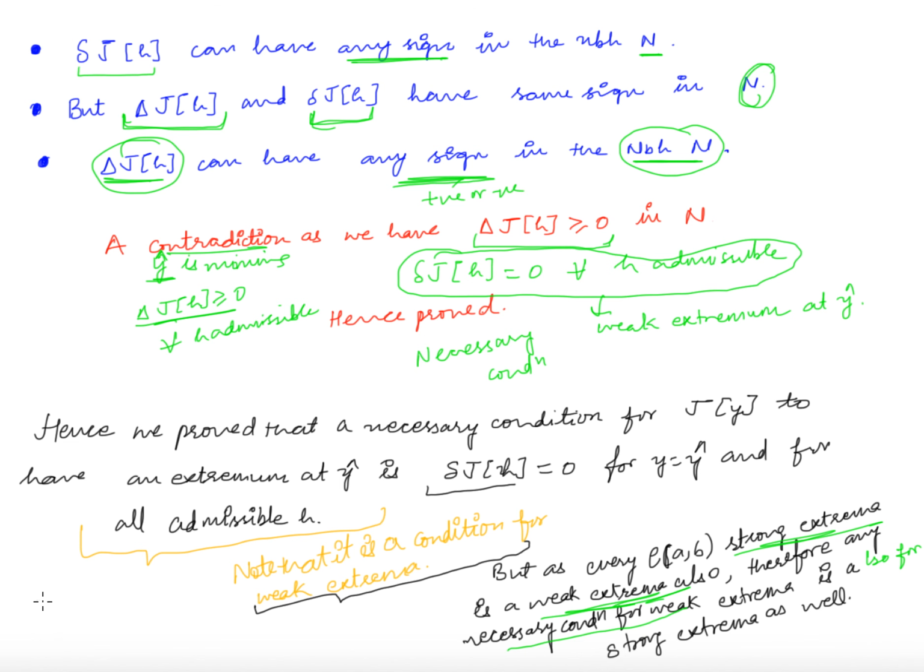So we have proved that for this differentiable functional J of y to have an extreme value at y hat, the necessary condition is that the variation of the functional should be 0 at this y hat for all admissible increments h. This is the necessary condition for the functional to have an extremum. Now we are four lemmas away from deriving our famous Euler's equation, which we will do in the next video. Thank you.